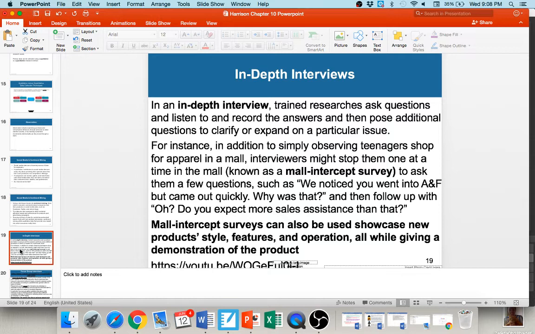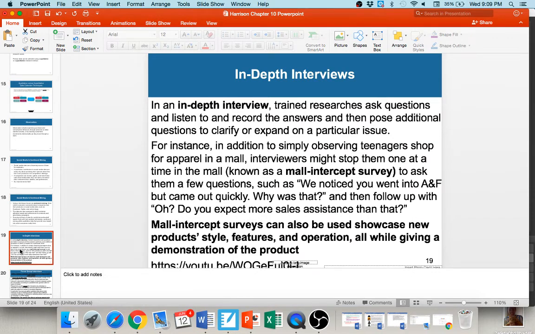So in an in-depth interview, some kind of trained researcher usually starts asking questions and listening to and recording the answers of an individual, and then they usually pose additional questions to try to clarify or expand on that issue as the interview continues. So you might, rather than simply observing a teenager shop at a mall and seeing what they like, you might actually stop them and ask a question. And this is a form of in-depth interviewing known as the mall intercept survey.